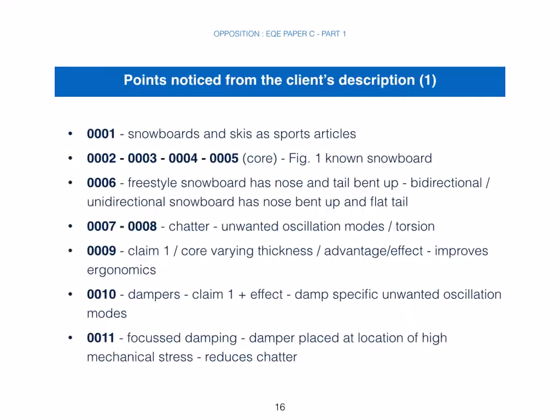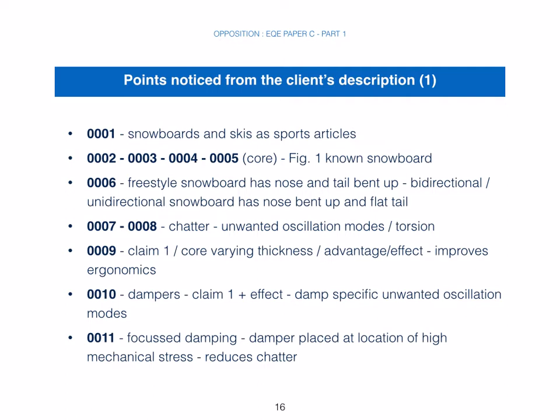So next I've noted down some points from A1's description. There again, as you read the description, you want to note down the points of interest to you, and you will have to come back to the description at different points of the processing as you're preparing your attacks and as you're developing your attacks. Let's see now. Paragraph 1 equates snowboards and skis as sports articles. A snowboard differs from a ski.